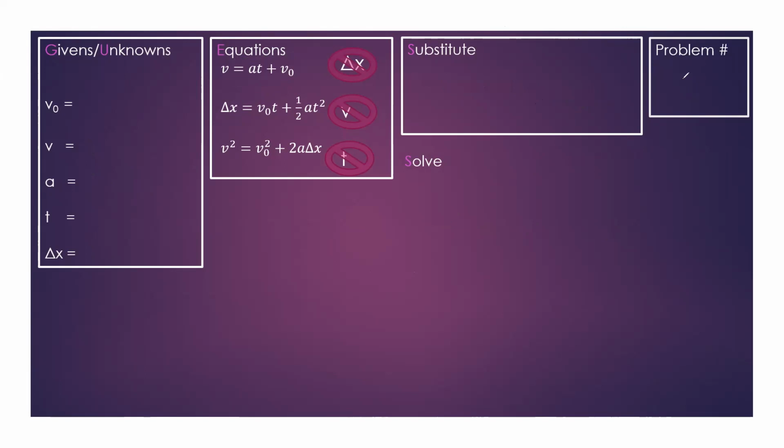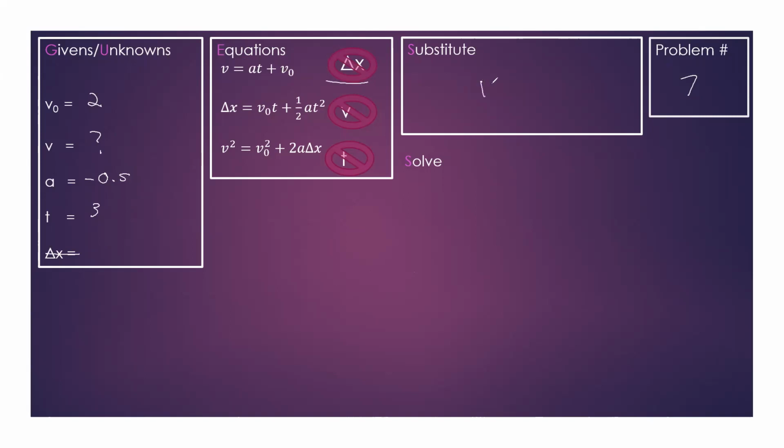Problem 7. Golf ball rolls uphill towards a mini putt hole. It leaves the club traveling at 2 meters per second and experiences an acceleration of negative 0.5 meters per second squared. What will be its velocity after it's been rolling for 3 seconds? Delta x is the variable that I don't care about, so I'm going to pick the equation that does not have delta x in it.